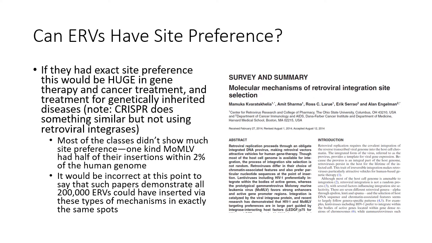Most ERVs don't show much site preference at all. There was one kind in particular that had half of their insertions within 2% of the human genome. But basically, we've looked and we've asked, and these insertions did not occur independently. It's not as if they have such high site preference that you could possibly end up with 200,000 of these ERVs in the same locations across the whole genome.